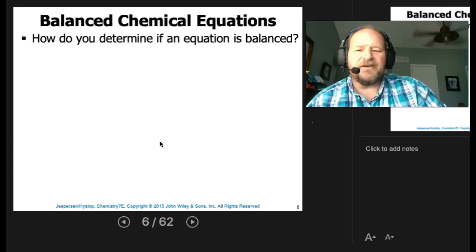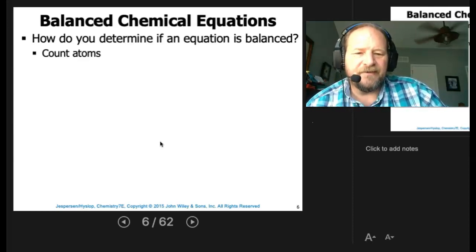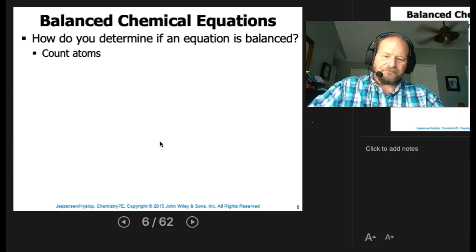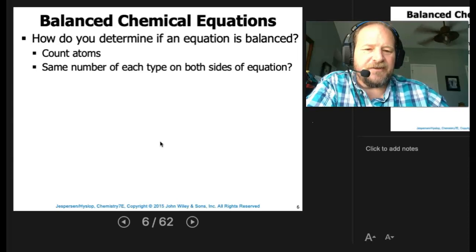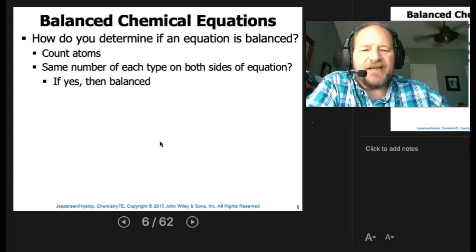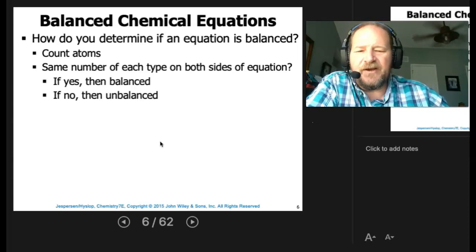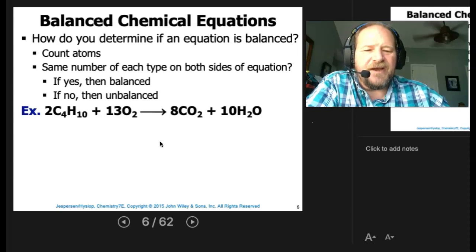All right, so how do you determine if an equation is already balanced? Well, you literally just count the atoms, right? Again, you have to have the same number of each type of atom on both sides of the equation. And so if you say yes to that, then it's balanced. And if you say no, then it's unbalanced. And that means we have to balance it.